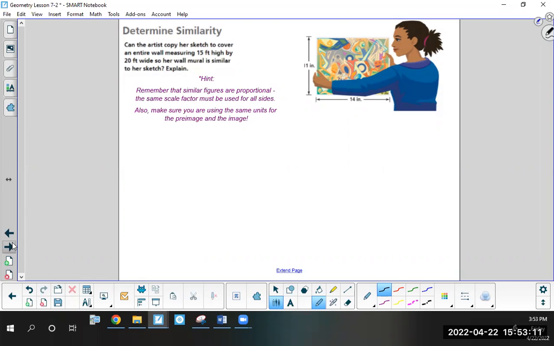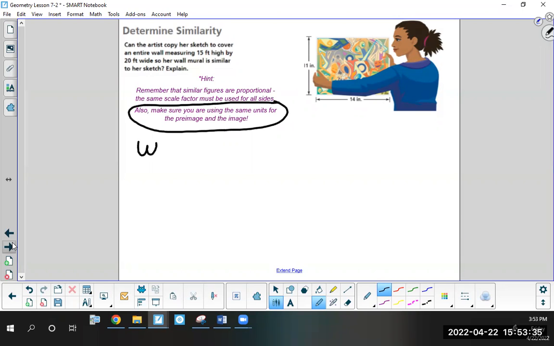It's not going to look right. It's going to look warped and stretched. One of the things that we definitely have to make sure of is that our units are the same. Because if you notice in the picture, the sketch is in inches and then the wall is in feet. So that's the very first thing I want to do: convert them to be the same. I'm going to convert my wall into inches.